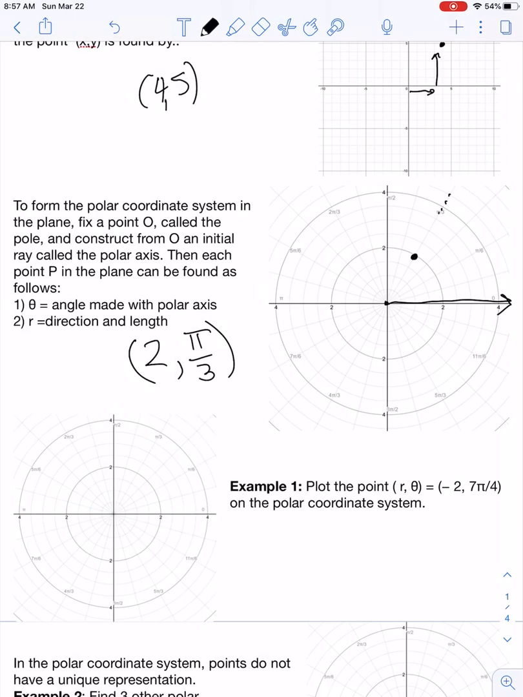Now the fun thing is that you can also do these in negative directions. So if I wanted to do the point negative 2, pi over 3, that basically tells me I'll go backwards. So where this one went forwards, negative 2, pi over 3 will go backwards and will actually be in the third quadrant instead of in the first quadrant. You can also do negative angles, just like we've graphed negative angles in the past.